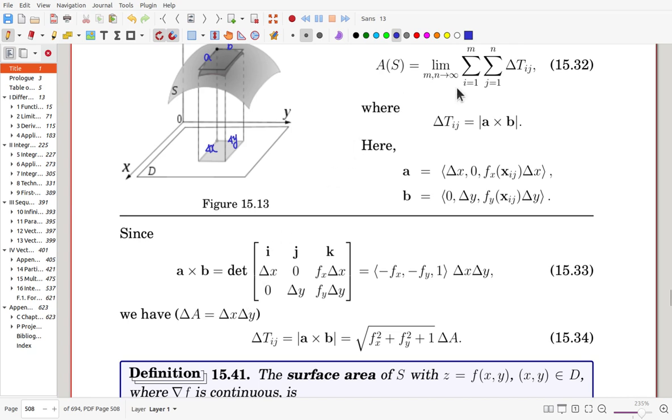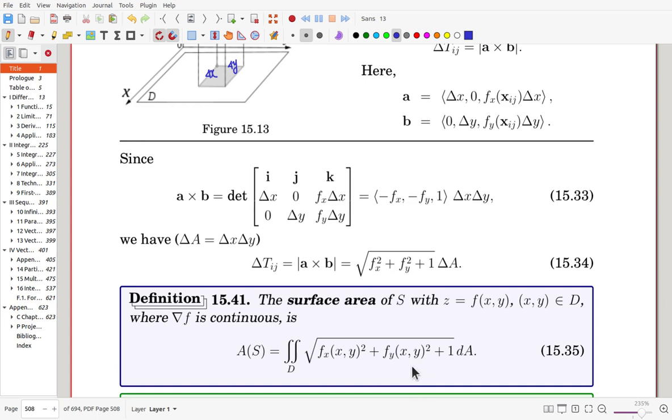So in the limit of this Riemann sum, we have the following formula. This is the integral over D, and the limit of this one is here. We have that term. So as an official definition, the surface area of the surface with z equal to f of x, y, where x, y is in D, and assuming the gradient of f is continuous, is defined along with this formula.